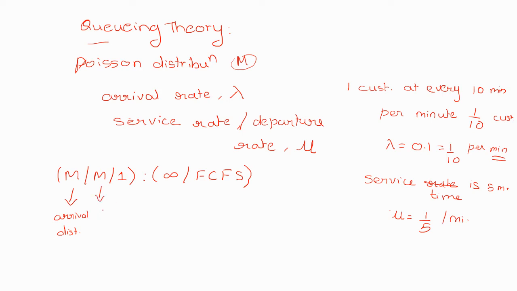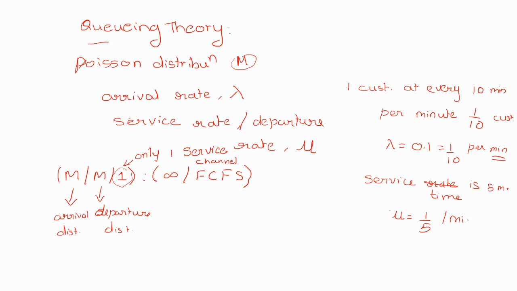Whatever comes second is my departure distribution. In this case also, we had assumed that the service rate or the departure rate follows Poisson distribution, which is denoted by M, therefore it is M here in the second place. Now the third one means that there is only one service channel, or one service counter. If there were two counters giving the service, this would have been two. So the third digit denotes the number of service channels.